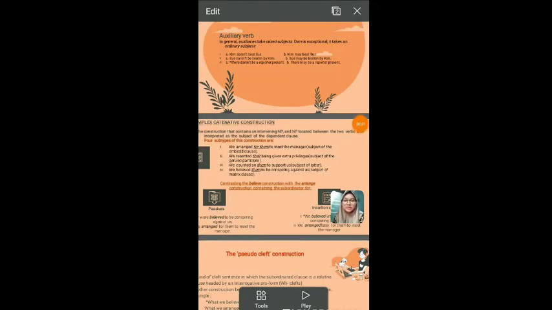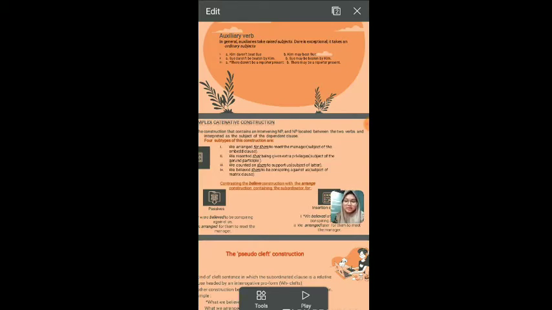The next is the auxiliary verb. In general, auxiliaries take a raised subject, but there is an exception. It takes an ordinary subject. That's why the third example of A is incorrect, because there takes an ordinary subject and there is a dummy pronoun. A dummy pronoun cannot meet the ordinary subject. That's why the third example of A is incorrect.